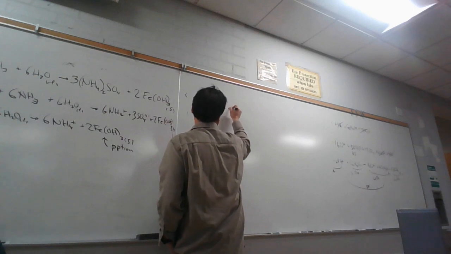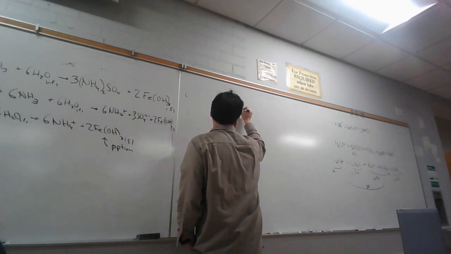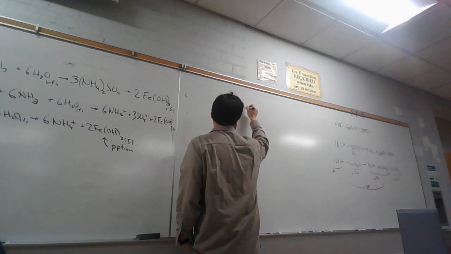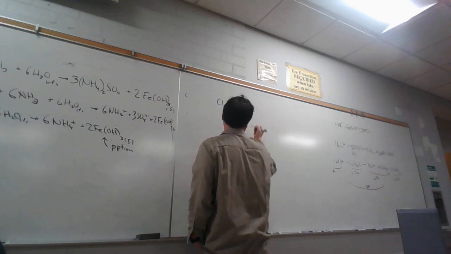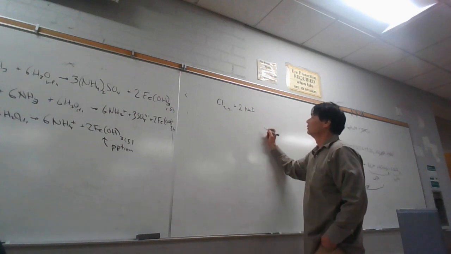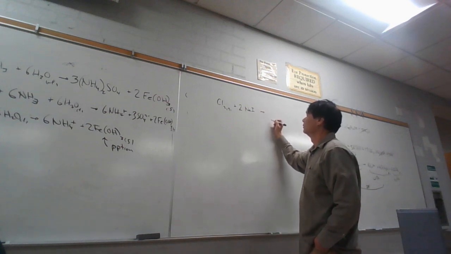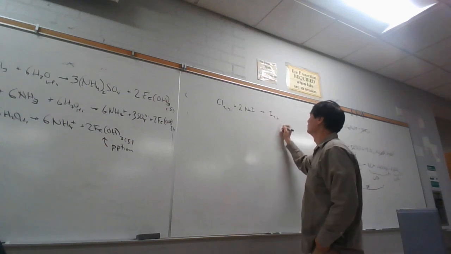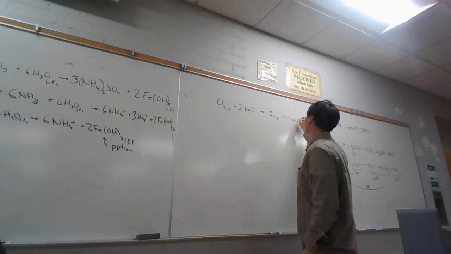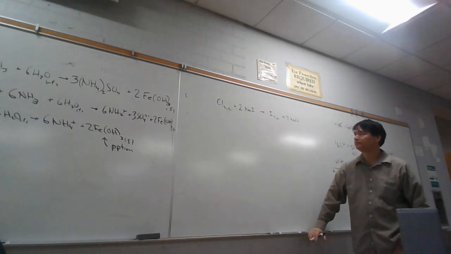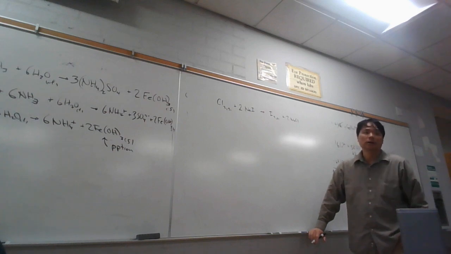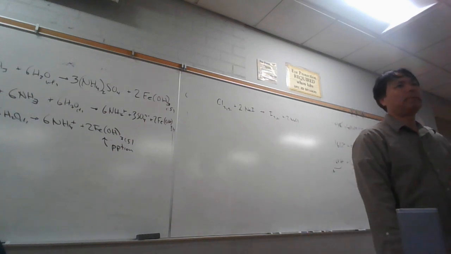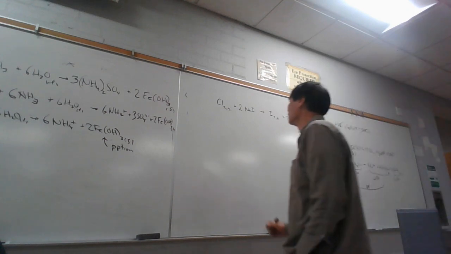Chlorine gas plus 2 sodium iodides, NaI, goes to 1 iodine solid and 2 sodium chlorides. I'm sorry? Is iodine a gas? Iodine's actually a solid, but you have 2 choices here.